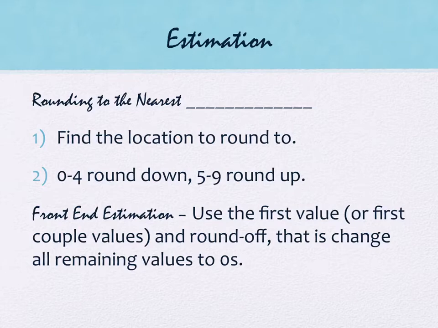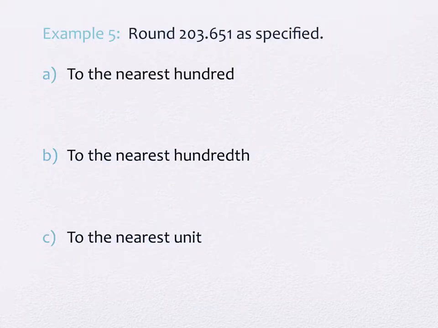All right, so we're going to do an example. We've got the number 203 and 651 thousandths, and we're asked to round in different ways. So rounding tells you where you're going to round to. This one says 100. 100 is the 2's place. So the nearest 100 means that we go to the hundreds place and you look at the value right afterwards. So it's a 0.